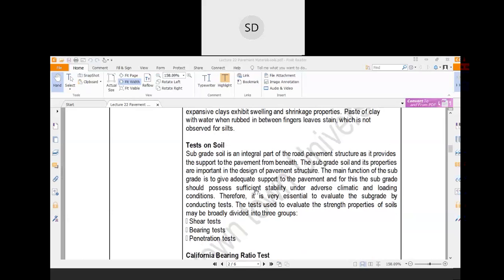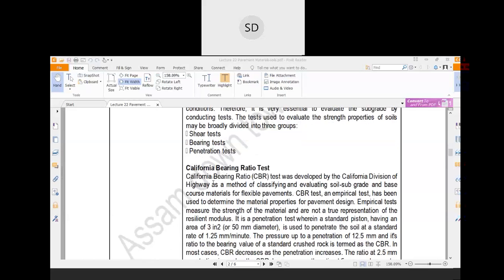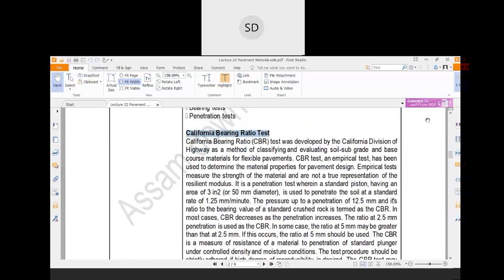Now, this is important for us. Tests on soil. There are different types of tests which are applied on the soil for the road aggregates. The primary test for the pavement material is the California Bearing Ratio test, or CBR test. The CBR test was developed by the California Division of Highways as a method of classifying and evaluating soil subgrade and base course materials for flexible pavement. With the help of this CBR test, we get to know about the subgrade strength.